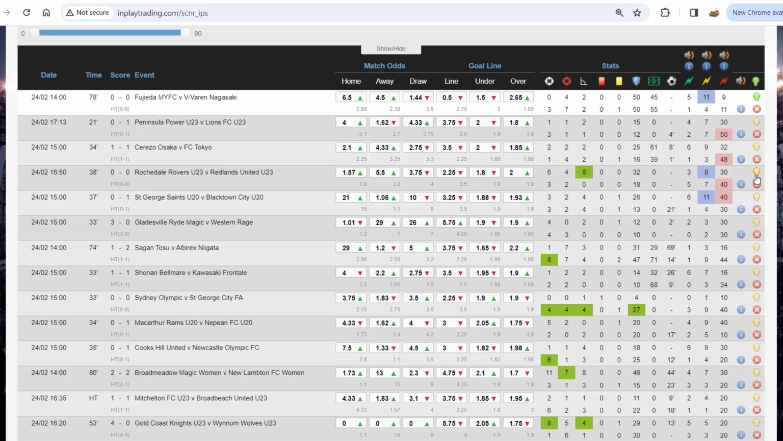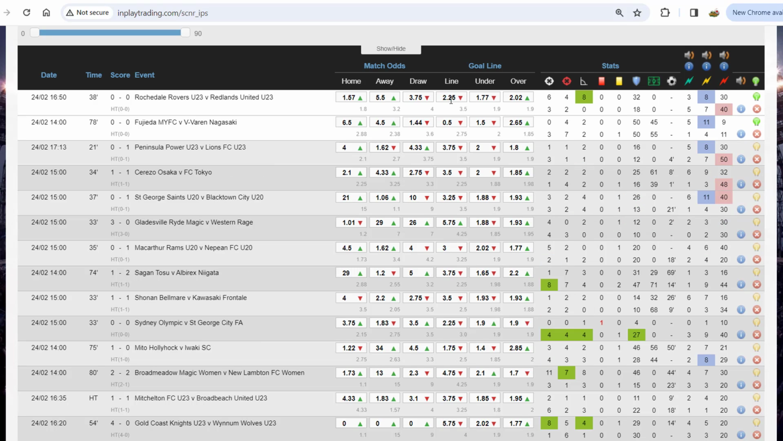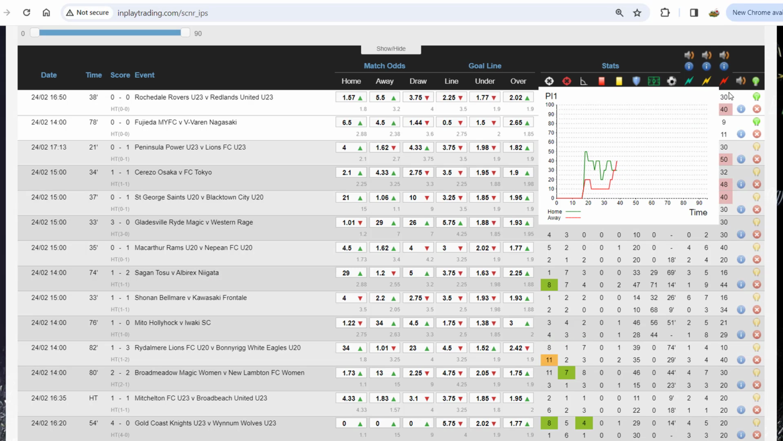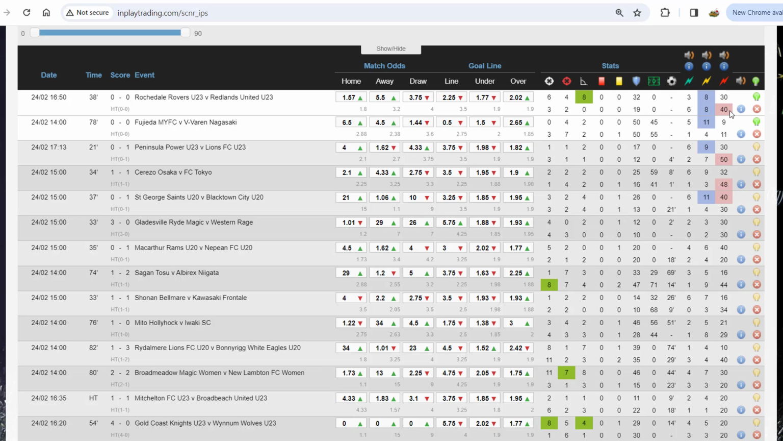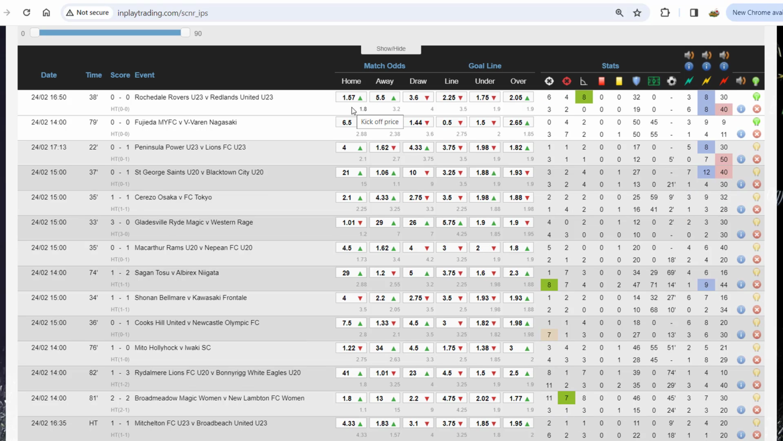I can see here this Rochdale Rovers game. They've had 6 shots on target, 4 off target, 8 corners, 32 dangerous attacks. This is after 38 minutes. And in the last 10 minutes, there have been shots from both sides. And I can see the home team's price has gone down from their kickoff price. So they seem to be quite strong favourites to win this one.